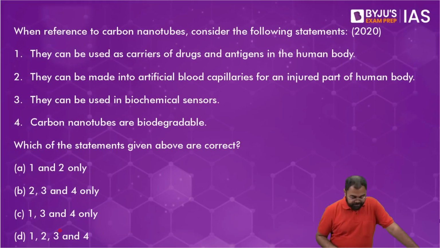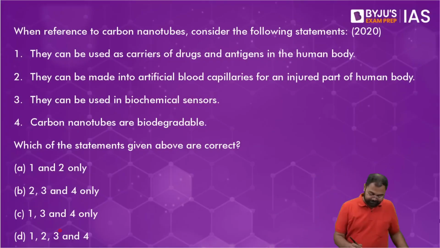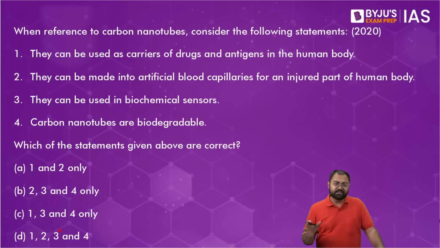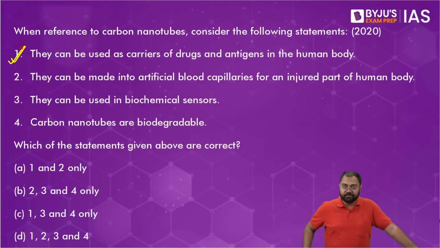Okay, read this question. This was asked in your 2020 paper. Right, so many of them are used as carriers of drugs and antigens in the body. We just discussed why we can do it, and even the Nobel Prize in 2016 was given for this. So this is correct. They can be made into artificial blood capillaries for an injured part of the human body.